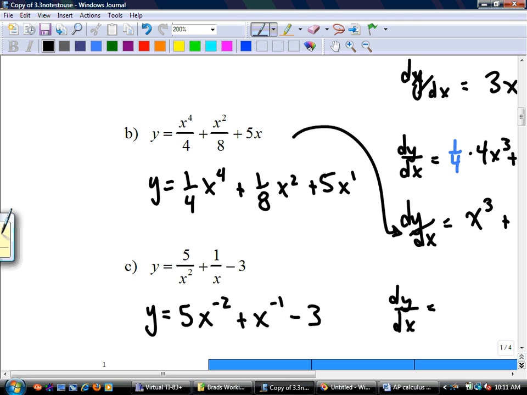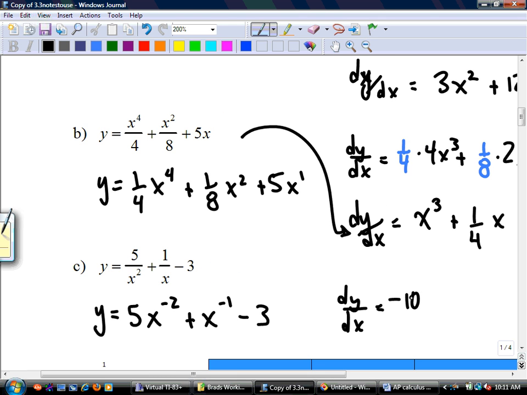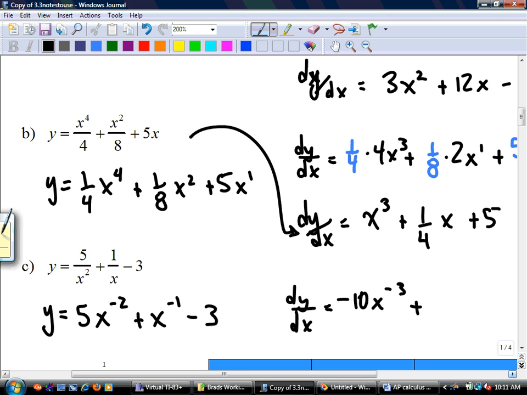So, do you guys want to jump to the answer? What is it then? Negative 10x to the negative 3 plus, no. There you go. Negative 1x to the negative 2.